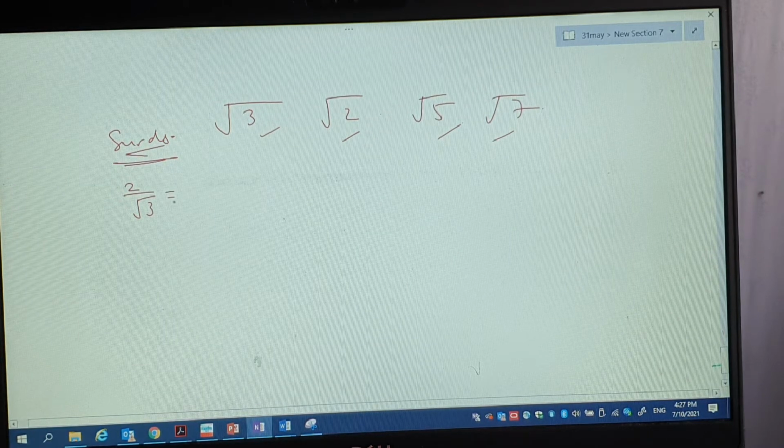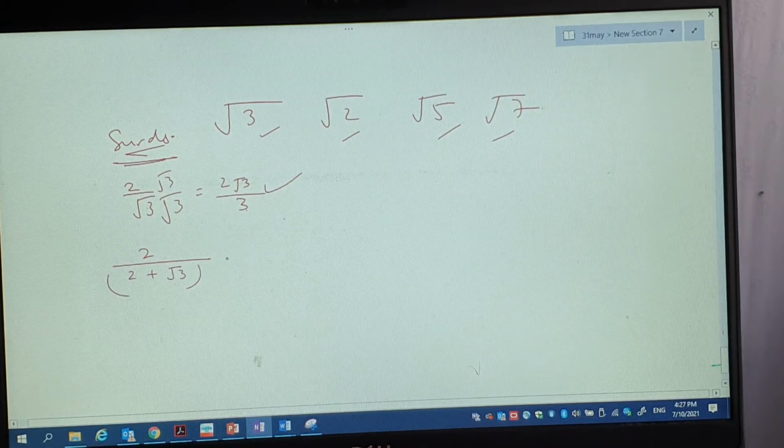So to make it the simplest form, you must rationalize the surd, meaning you must rationalize the denominator. You must make the denominator become a very nice number, no square root. So that's all. Now, of course, it can be slightly more difficult like this.